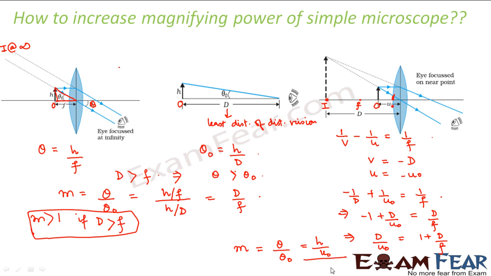This would be theta. And what is theta naught? Theta naught is nothing but the angle subtended by the image at this point, which is equal to h divided by capital D. So theta naught will remain the same, because theta naught talks about the scenario when some object lies at a distance capital D from the eye. So this theta naught will be h by D. So from this we get magnification is equal to D by u naught. And from this expression 1, we know that D by u naught is 1 plus D by f. So this expression defines the magnification of a simple microscope.